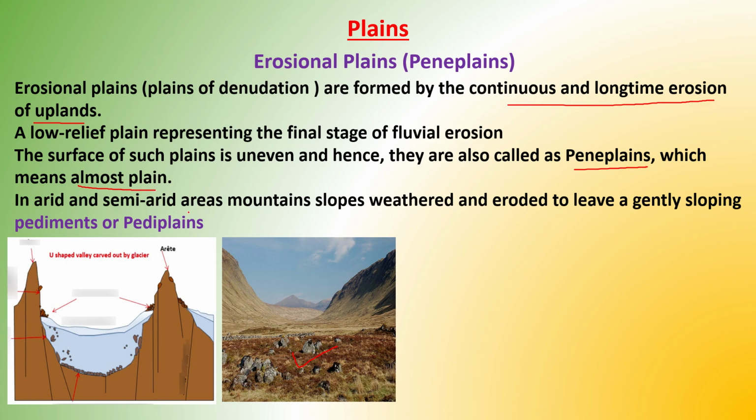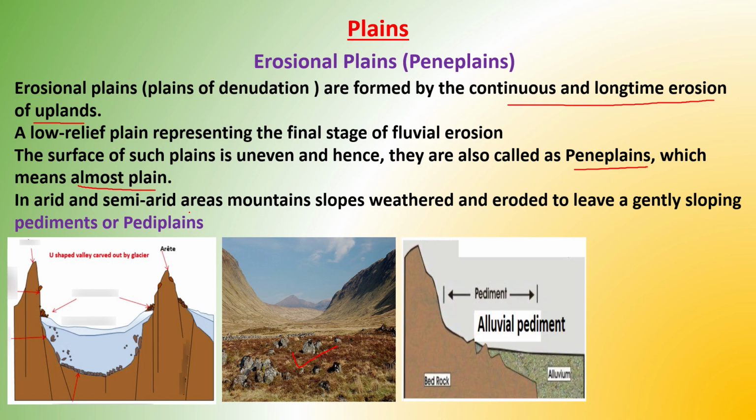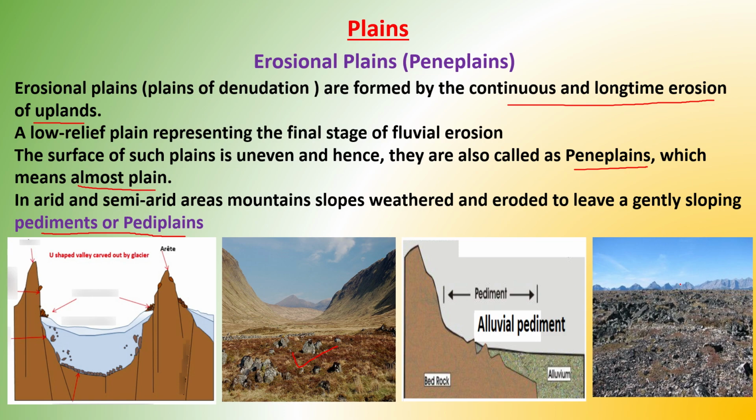In arid and semi-arid areas, mountain slopes weathered and eroded to leave gently sloping peneplains or pediments. Over here we can see far away those mountain region, and near that the slopes have been formed, that is peneplains. Over here in this picture, pediment is starting near the foothill of the mountain, and the alluvium deposition, that part is known as alluvial pediment.